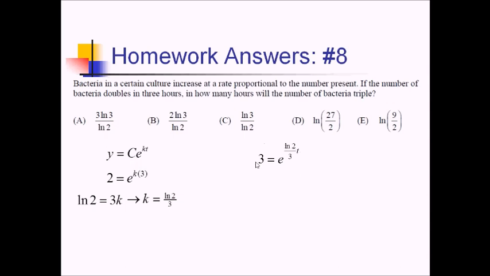That's going to be ln of 3 equals ln of 2 over 3 times t. And now to get t by itself, we have to multiply both sides by 3 and divide by ln of 2. So we end up with 3 ln of 3 over ln of 2 equaling t. And that's going to be choice A.